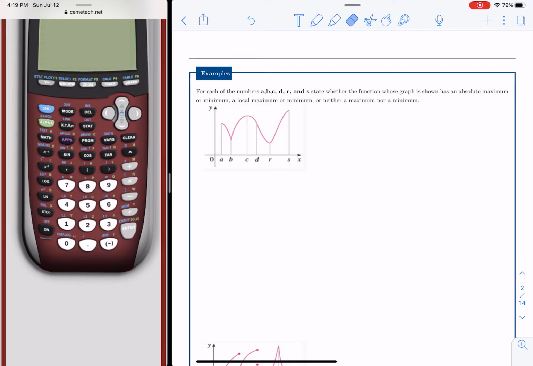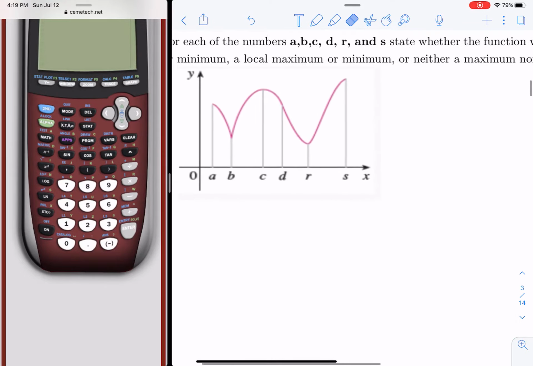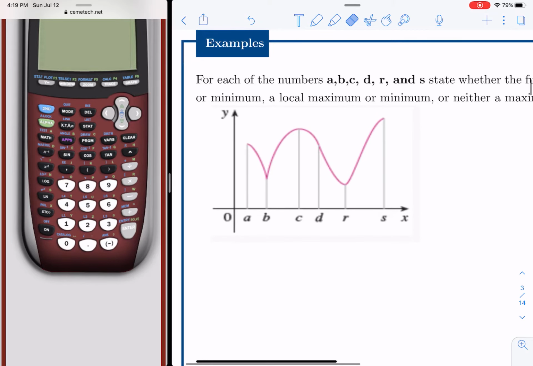Oftentimes, graphing is a great tool to identify minima and maxima of a function. So here is a simple function with a graph, and we have a set of points A, B, C, D, R, and S for x values, and we have to determine if they are maximums or minimums. So let's go ahead and look at the largest possible value of this graph, and that value is right here.